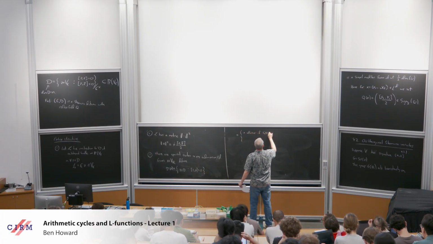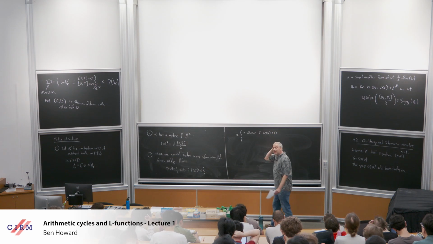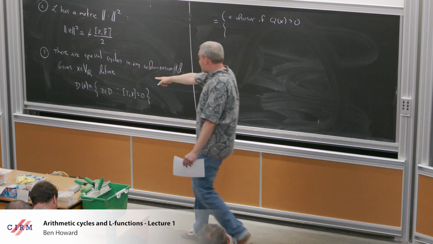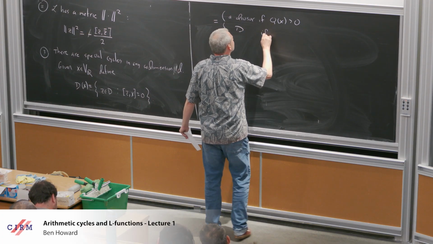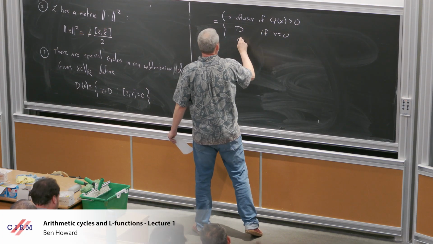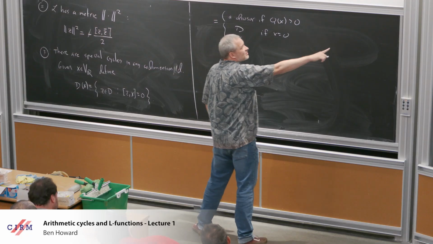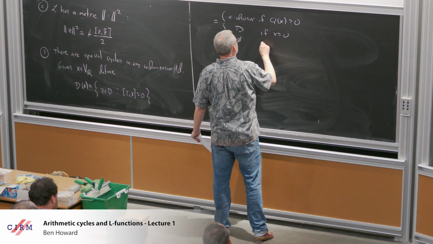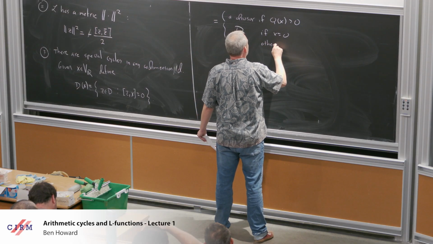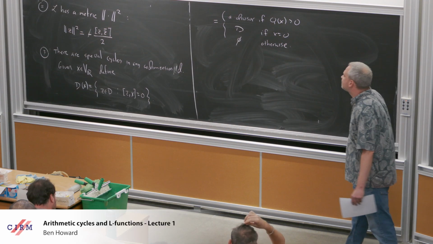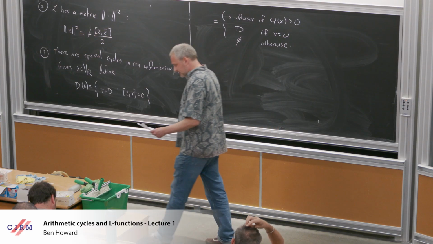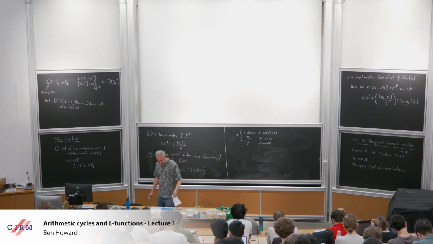if my vector has positive norm. If X is 0, I visibly get all of D. And it's empty in all other cases. You can check. It's a consequence of the signature condition. That's an easy linear algebra exercise.